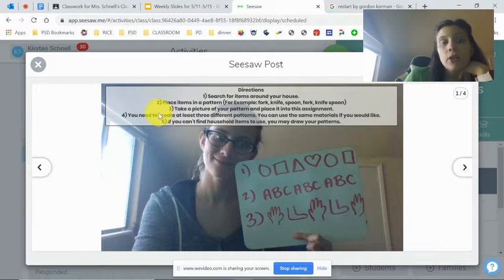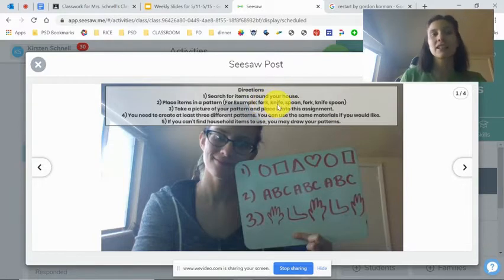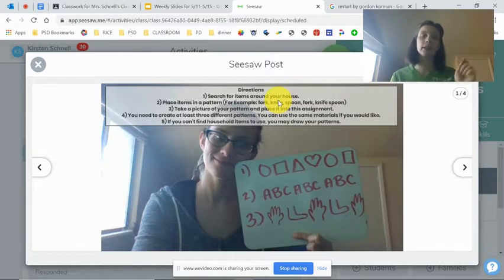And then you're going to need to create at least 3 different patterns. You can use the same materials if you would like. So let's say you choose to use forks, knives, and spoons. You can use the same materials, but you need to have 3 different patterns. So maybe fork, knife, spoon is your first pattern. The second pattern is fork, fork, knife, spoon. And let's say the third pattern is fork, spoon, spoon, knife, knife, right? You just need 3 different patterns.